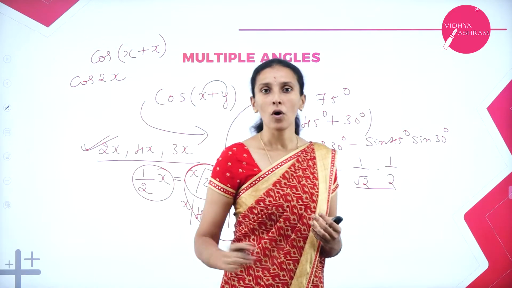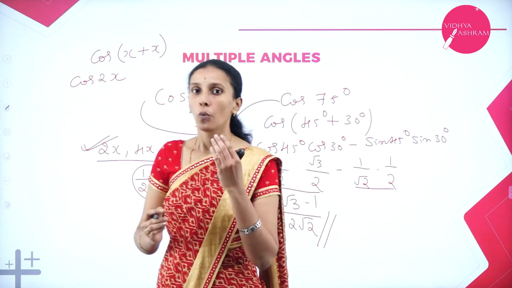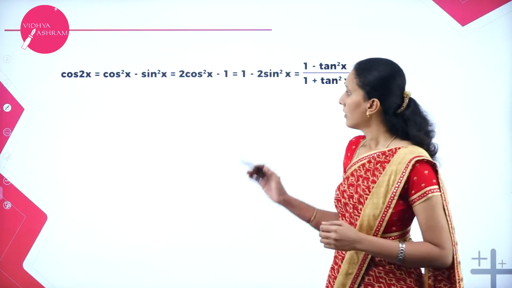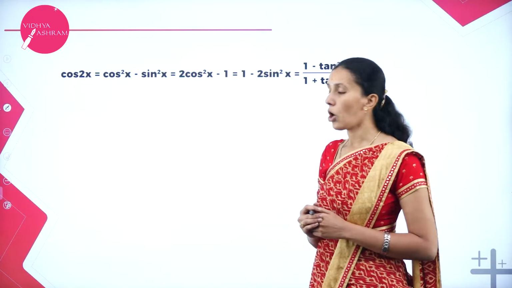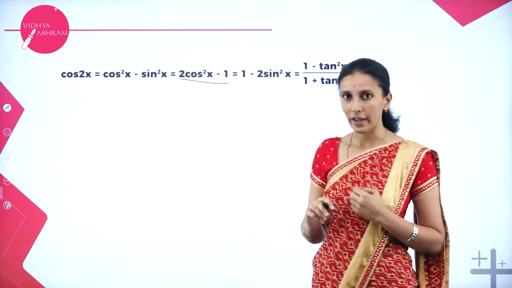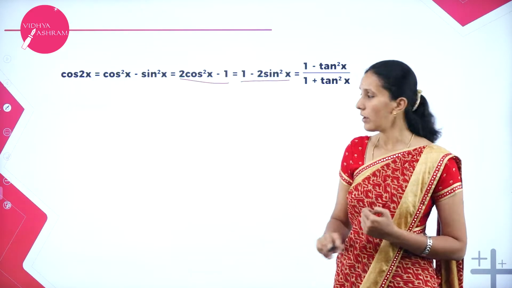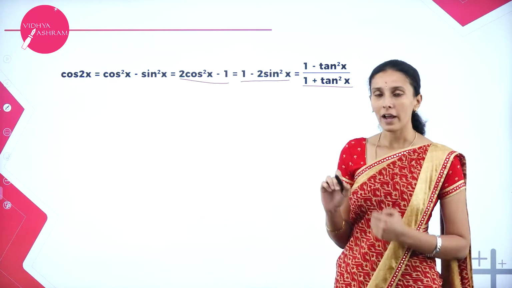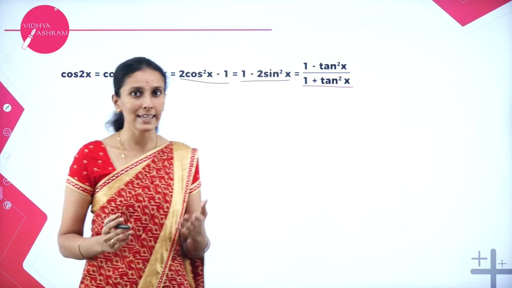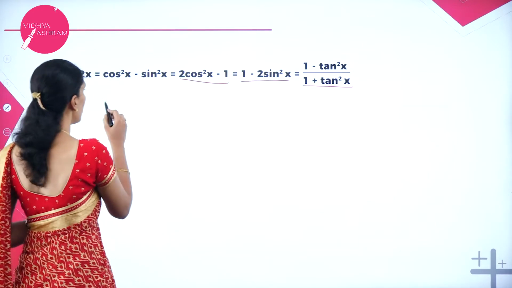Today we will prove all those multiple angles of cos, sin and tan with the use of cos x plus y formula. Here we have cos 2x is equal to cos square x minus sin square x. Also it is equal to 2 cos square x minus 1. Also it is equal to 1 minus 2 sin square x. Also it is equal to 1 minus tan square x by 1 plus tan square x. How will we get that? I said you can use the formula of cos x plus y. So let me use it now.